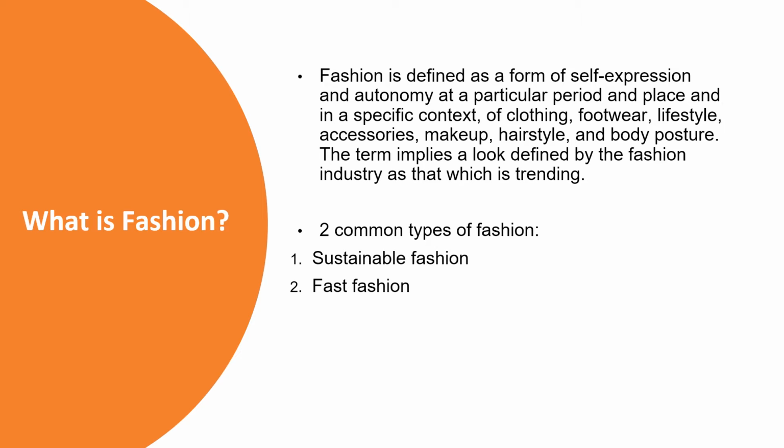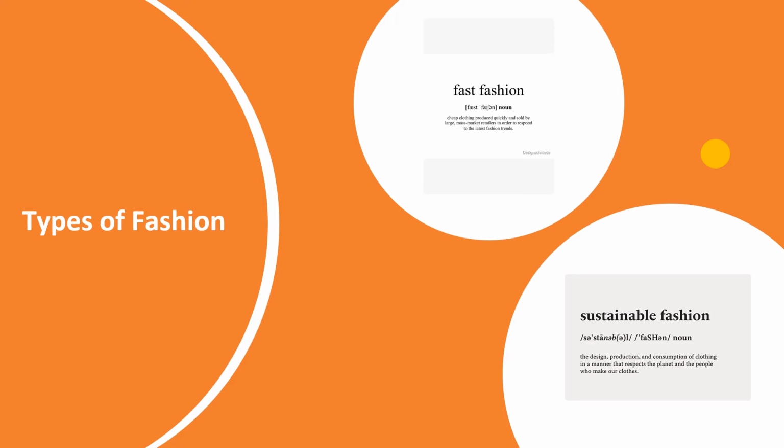There are two common types of fashion. These are known as sustainable fashion and fast fashion. These are the common types of fashion that we hear a lot more than the others. With regards to the two types of fashion, fast fashion is defined as cheap clothing produced quickly and sold by large mass market retailers in order to respond to the latest fashion trends. An example of a shop for this would be your H&M, and in South Africa we have Mr Price. They make bulk clothing that sticks to the fashion trends as quickly as possible to sell to the consumer.